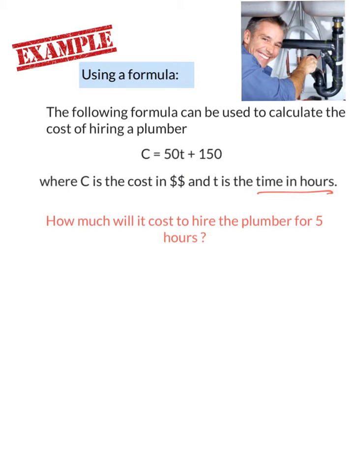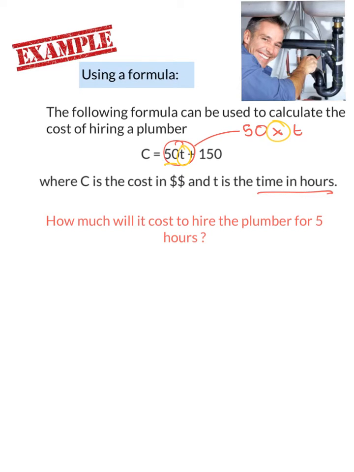It's important to note, there's a little trick here, not a trick, but something you need to be aware of. When you've got 50T, what that actually means is 50 times T. So whenever you've got a number and a variable, in between there is always a multiplication sign. Mathematicians are a little bit lazy and like to leave things out for shorthand. So just take note of that.